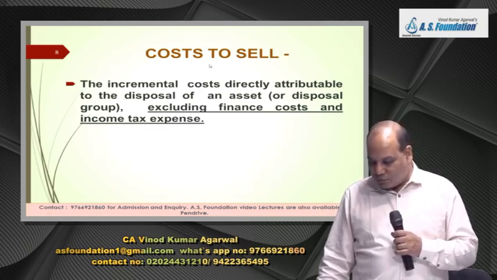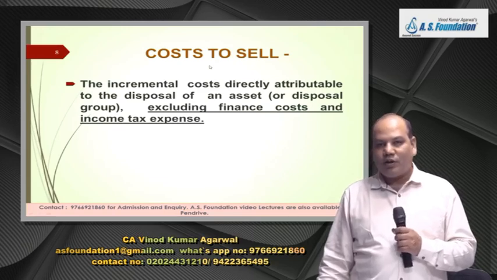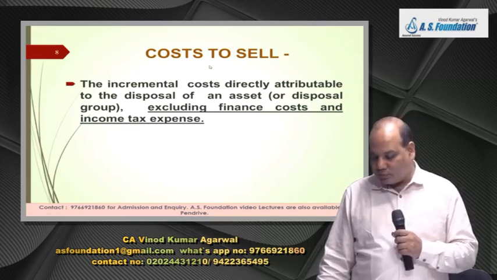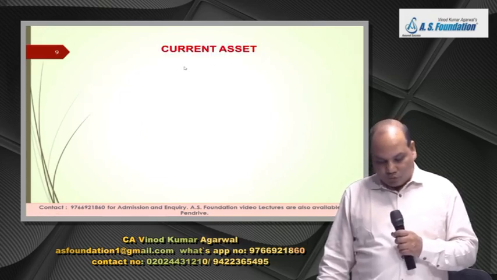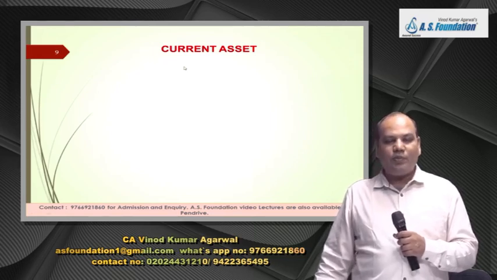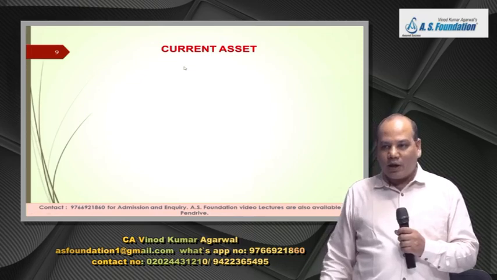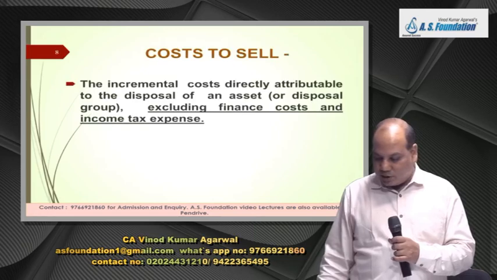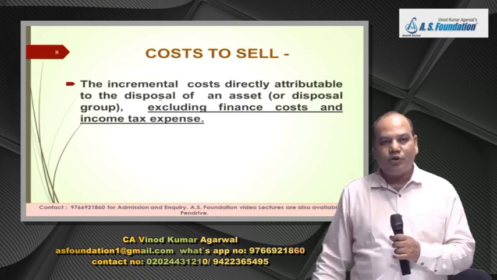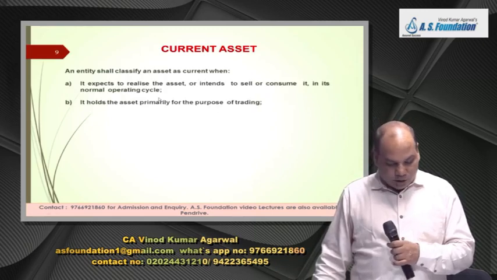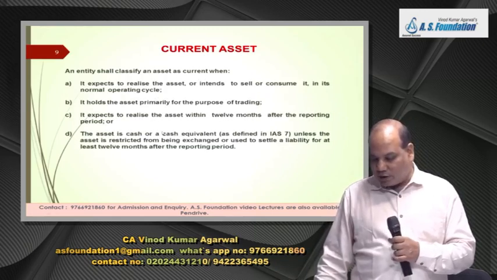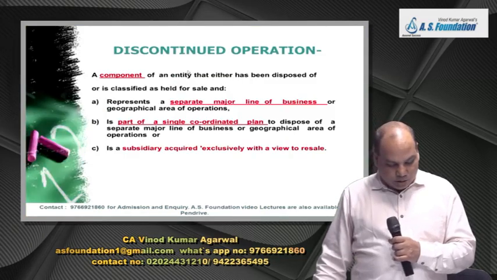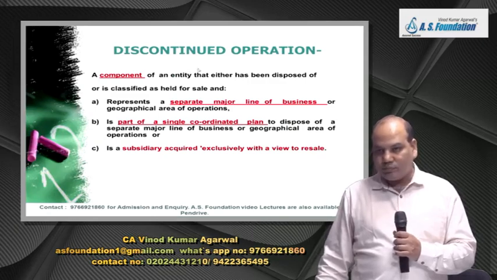Okay. Now, when will you apply this term cost to sell in this standard? While calculating fair value less cost to sell. That means the standard says a non-current asset held for sale will be valued at the lower of carrying amount and fair value less cost to sell. So that time, cost to sell means the incremental cost required for disposal of an asset or a disposal group. Current asset I am not defining again because we have already discussed it in many other chapters. Let us come to discontinued operation.